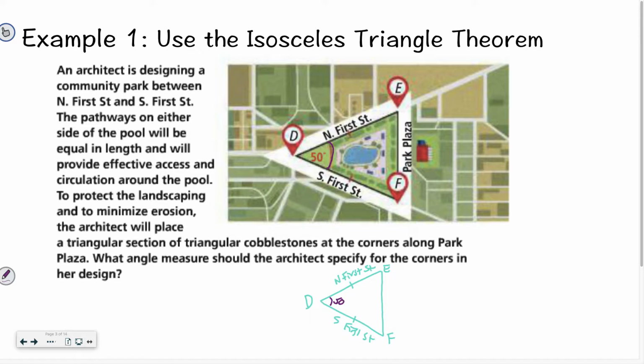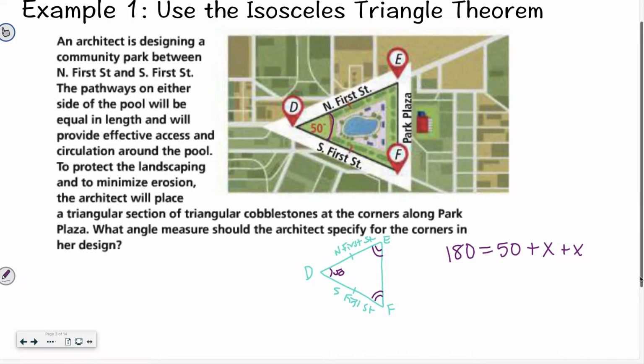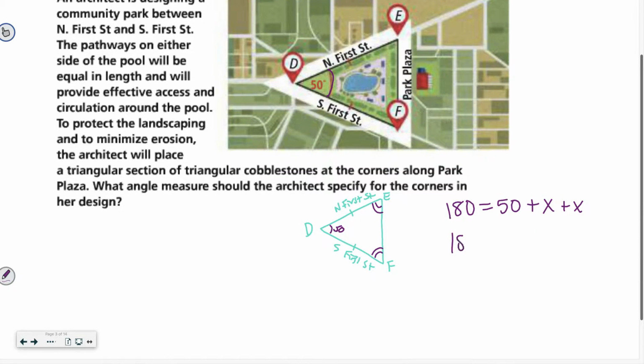If I have two congruent sides, using that theorem from the last slide, I know that the two angles not formed by those two legs are congruent as well. So I'm going to use the total number of degrees in the triangle, so 180. I'm going to say 180 equals 50, the angle that we know, plus x, plus x, right? Because those two angles have to be congruent. Or 180 equals 50 plus 2x. Subtract 50 from both sides. I have 130 equals 2x.